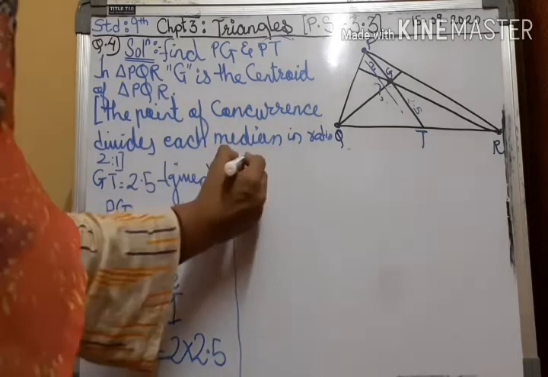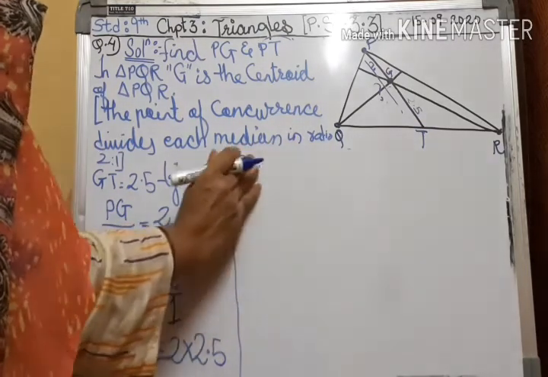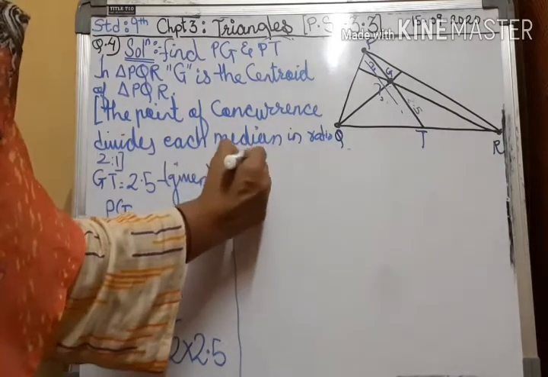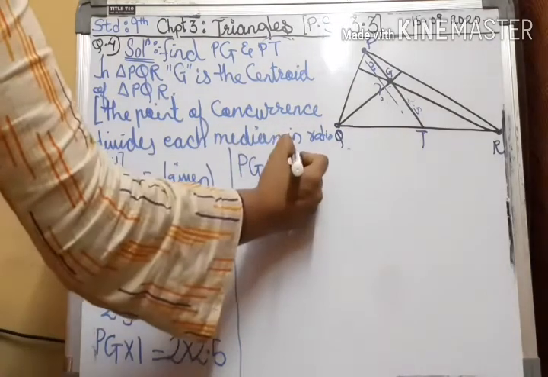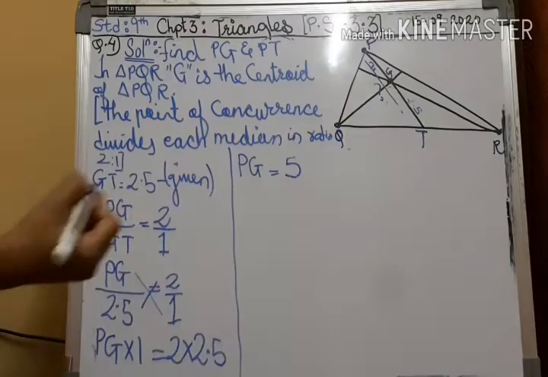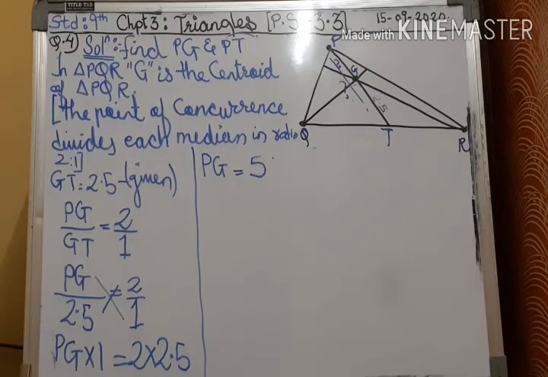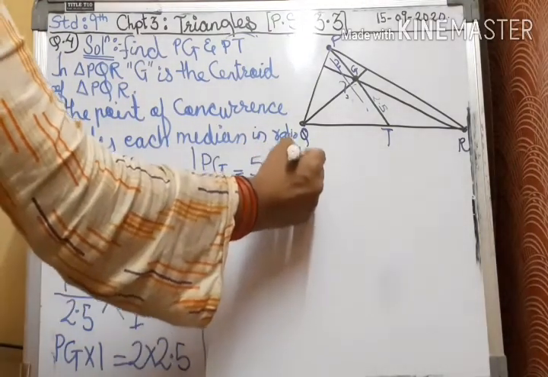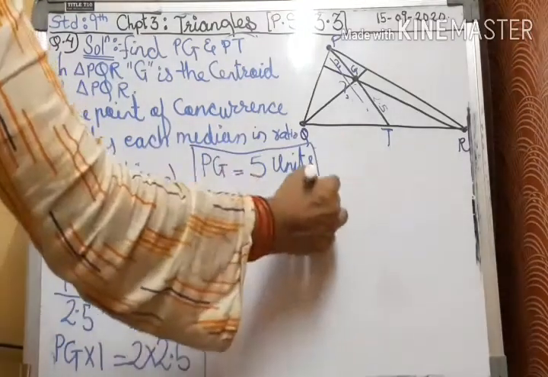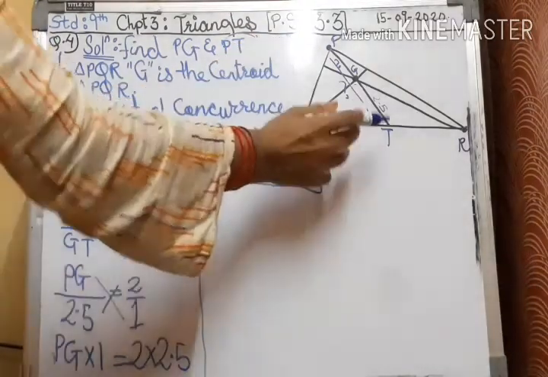PG into 1, so we will get only PG, equals 2 into 2.5, so we will get 5 only. Nothing like centimeter or meter is there, so that is 5 units. So the value of PG we will get is 5 units. Now next we want to find the value of PT.